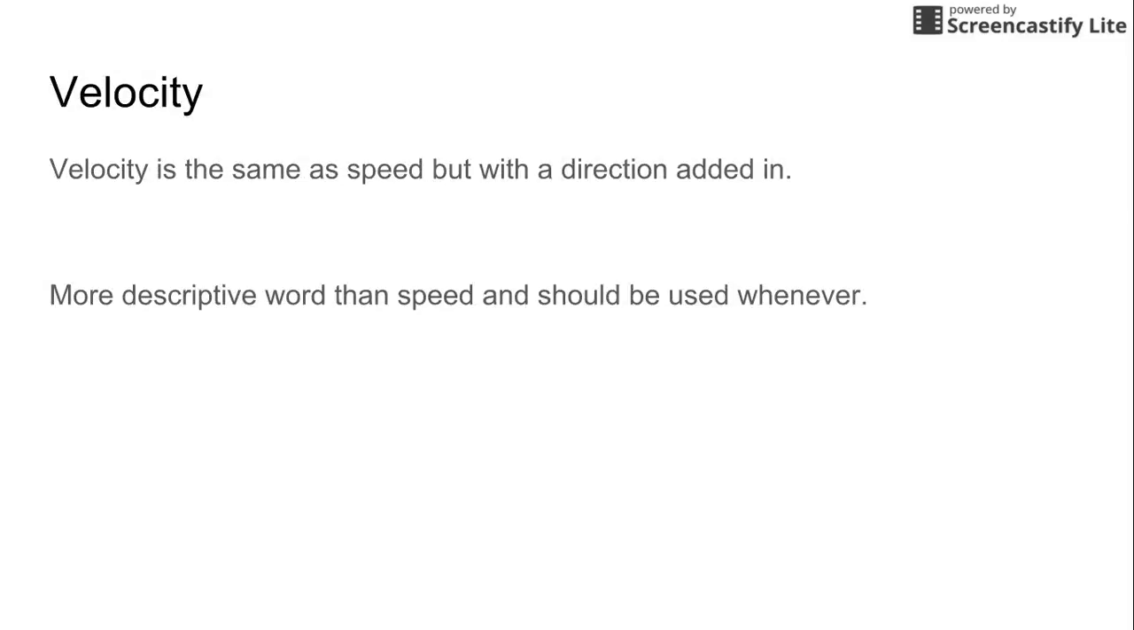Today we're going to introduce this new term called velocity. And velocity is the same as speed, but with a direction added in. So it's a lot more descriptive of a word than speed, and it should be used whenever possible. So instead of saying that you're traveling 60 miles an hour, you might say I'm traveling 60 miles per hour north, and that would be a velocity.